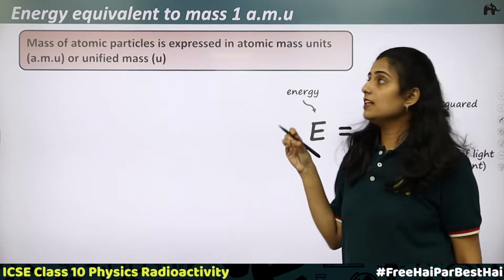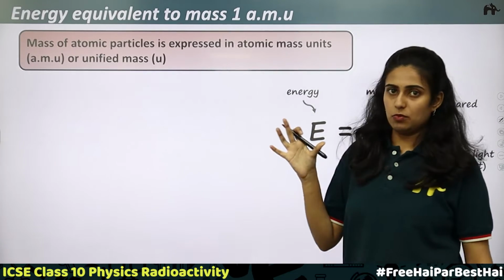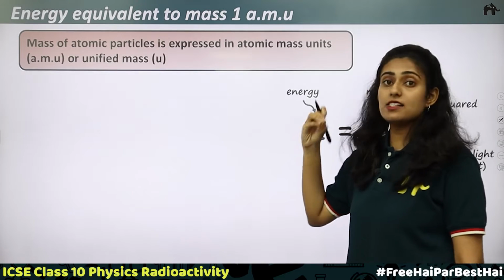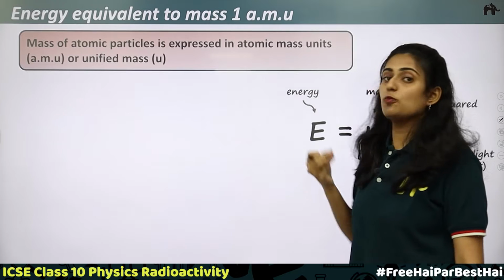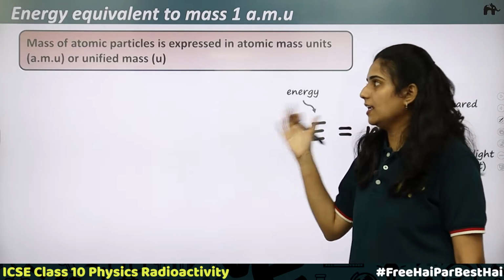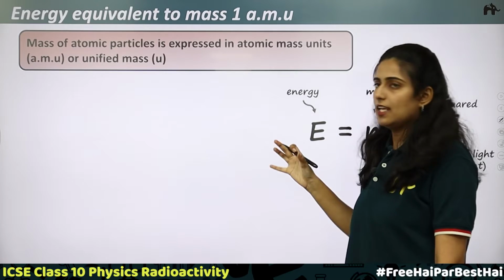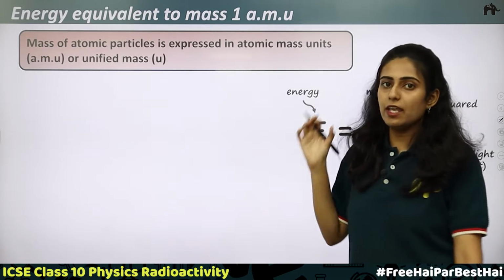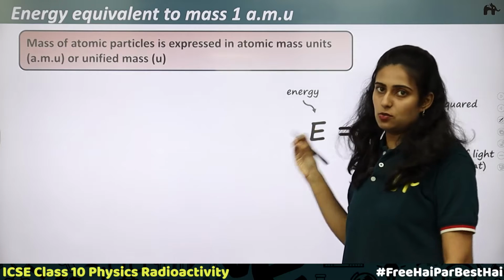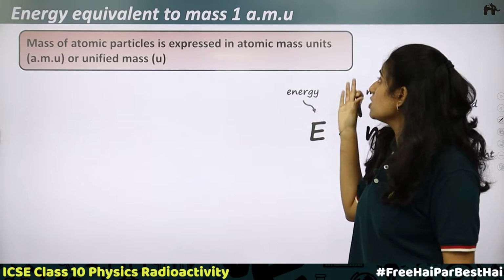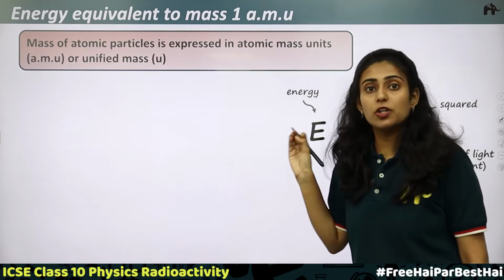Next, energy equivalent to mass 1 a.m.u. So, when 1 kilogram mass is lost, we have calculated how much energy will be released. Now, if 1 a.m.u of mass is lost, then what is the energy released is what we are going to calculate. Now, what is a.m.u? a.m.u is atomic mass unit. So, mass of atomic particles is expressed in atomic mass units, or it is also called unified mass.